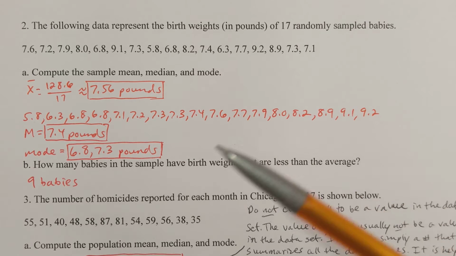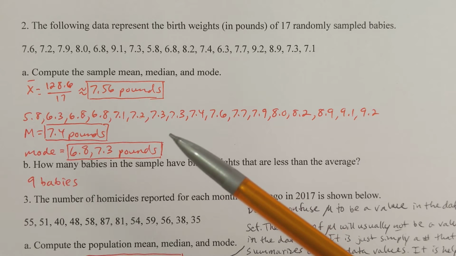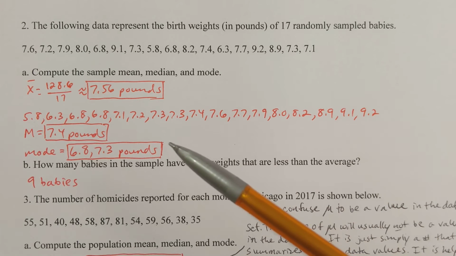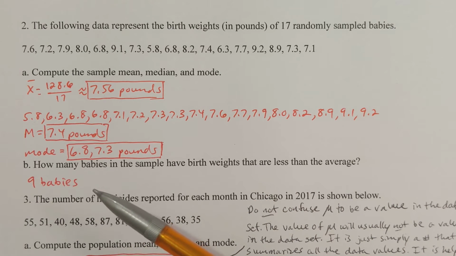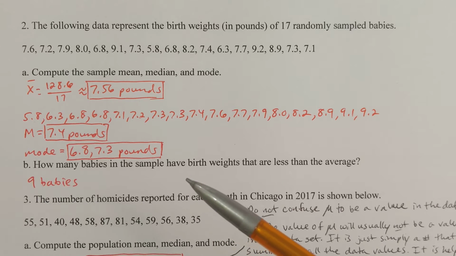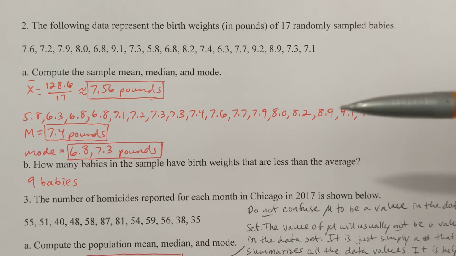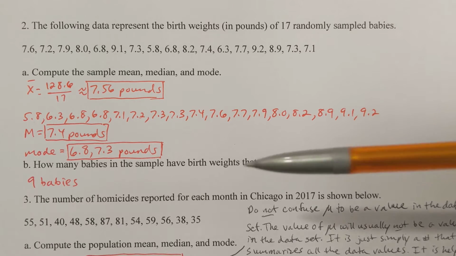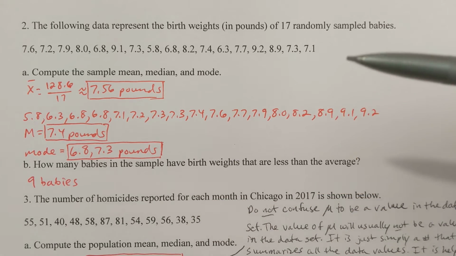So I mentioned that 8 babies have weights that are less than 7.4 pounds, and 8 babies have weights that are more than 7.4 pounds. And here's 9 babies that have weights that are less than the average. So it's somewhat skewed, not really, but you're getting 9 babies instead of 8 babies.